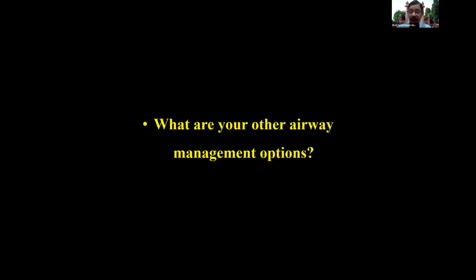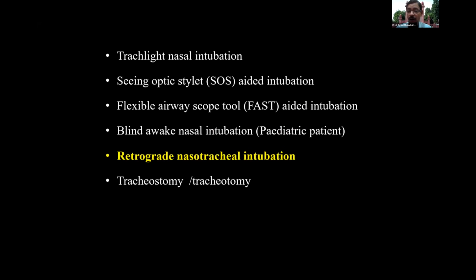What are your other airway management options? One option which we had when we were students and young consultants was the trachlight nasal intubation. This is a semi-blind technique, where your tube is guided by a semi-circumscribed glow right in front of the thyroid cartilage, which tells you that you're right in front of the larynx, and with the help of that glow you can intubate this patient. So this is a semi-blind technique.